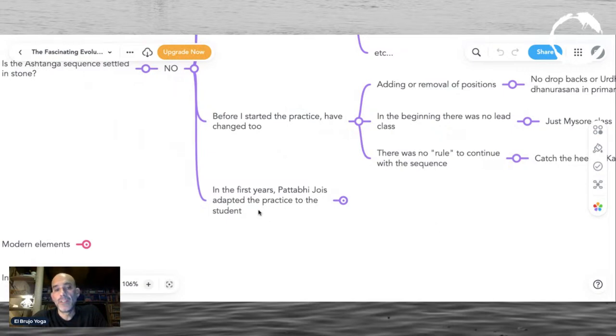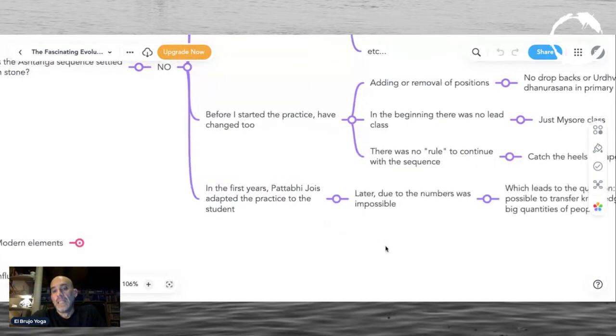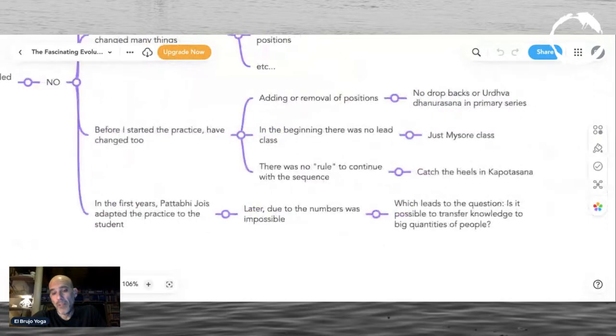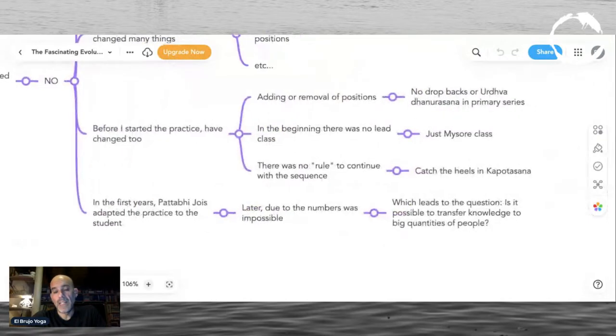In the first years, Pattabhi Jois adapted the practice to the student. Later, this was impossible because there were so many people there that they had to, well, they didn't have to, but they did it like that. And they put this rule, what I was talking about in this section here, which leads to the question: is it possible to transfer knowledge to big quantities of people? Because when the place became more saturated, I feel that the people were not getting the essence of the whole thing.